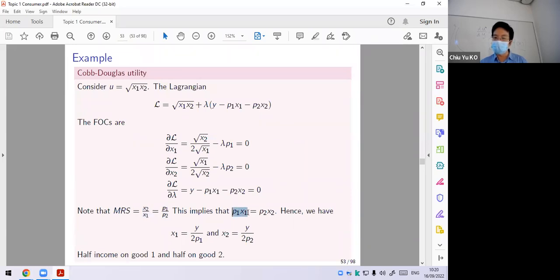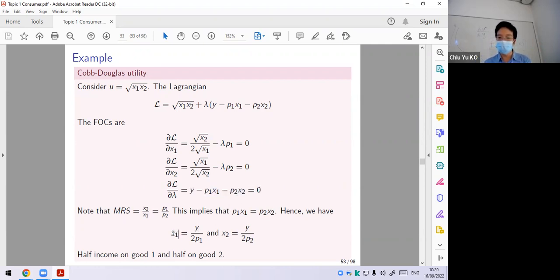The total expenditure on good one is the same as on good two. Because you consume the whole budget, half of the money goes to good one and half goes to good two, regardless of how much they cost. So that is an interesting result, right?